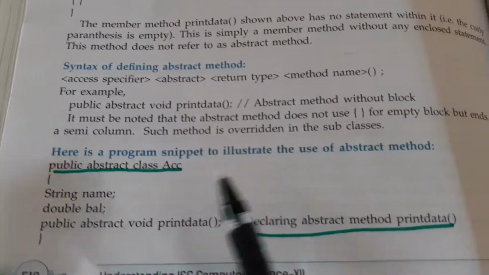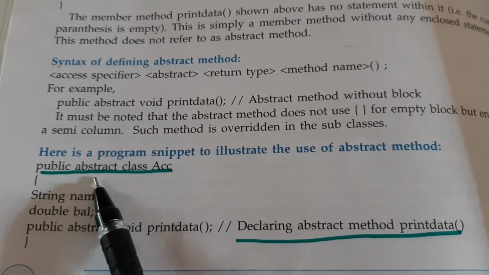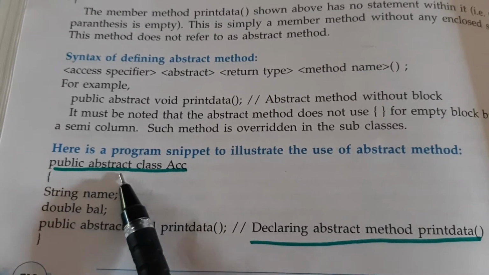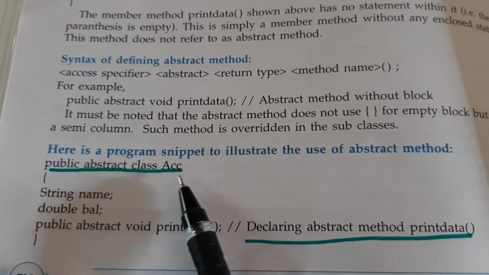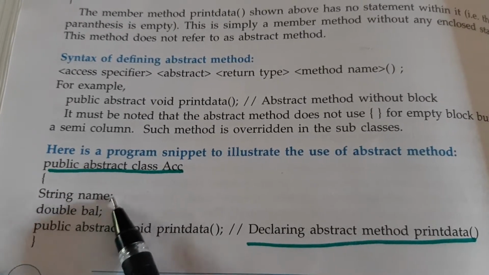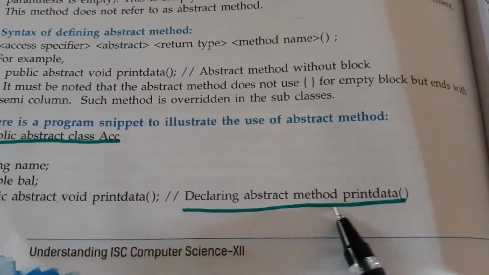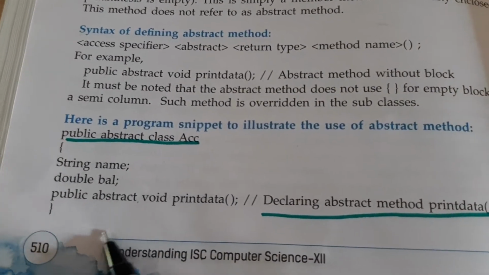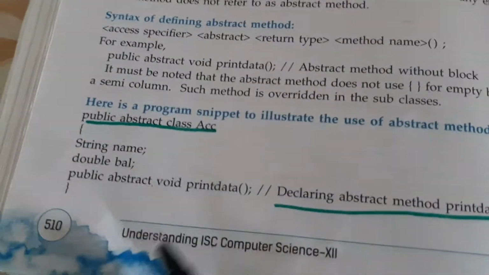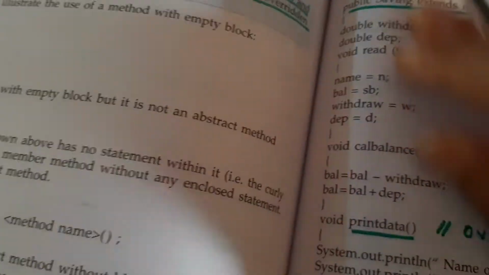Now let us see the example that is given here. You can see how we have created the abstract class: public abstract class ACC. We have information to collect the name and the balance, and here we are creating the abstract method printData. Below this, we don't have any statement the way we usually have. When we use an abstract method, it can be overridden in the other subclasses.